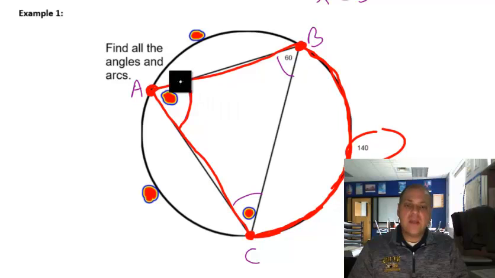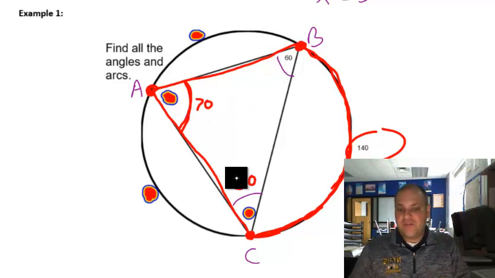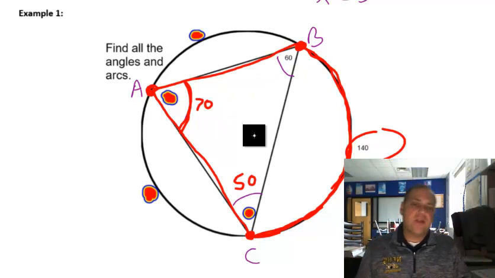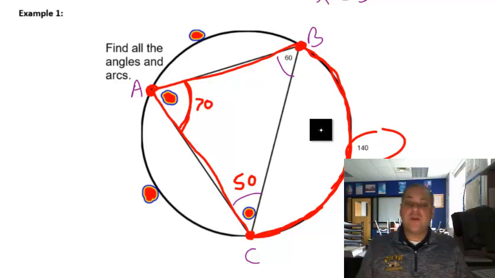It's 140. So angle A must be half of that. So it's going to be 70. Angle A must be 70. Angle B is 60. 70 and 60 is 130. That means this must be 50. So I found they got to add up to 180, right? Three angles of a triangle add up to 180. So I know all the angles of my triangle.